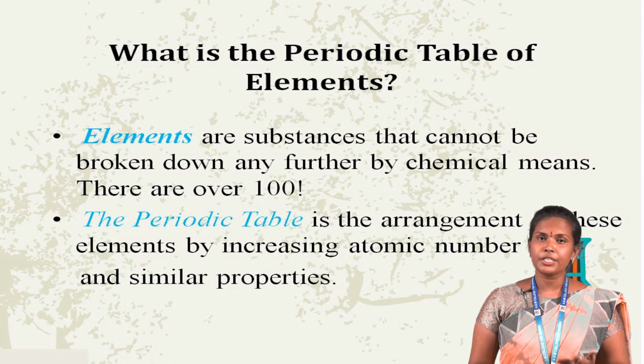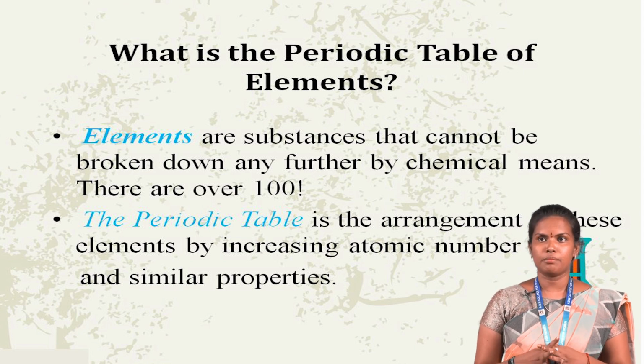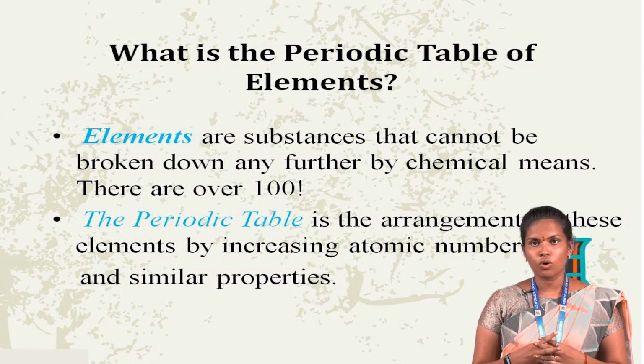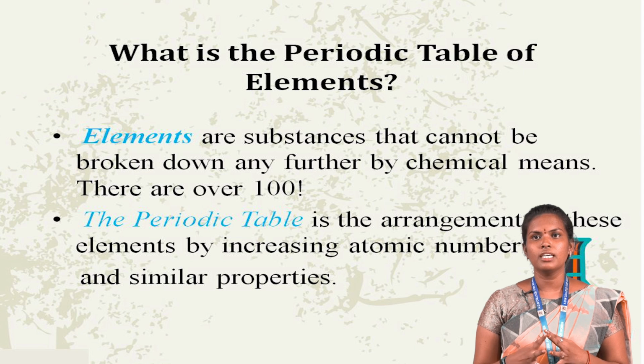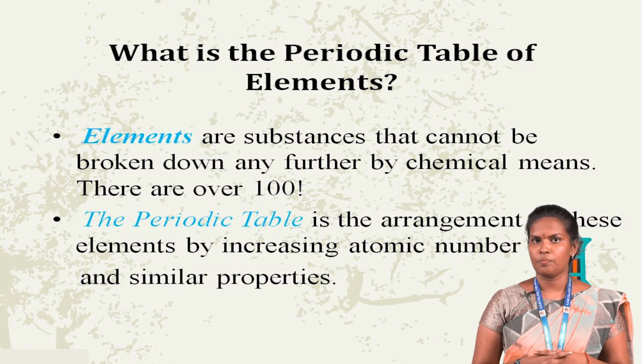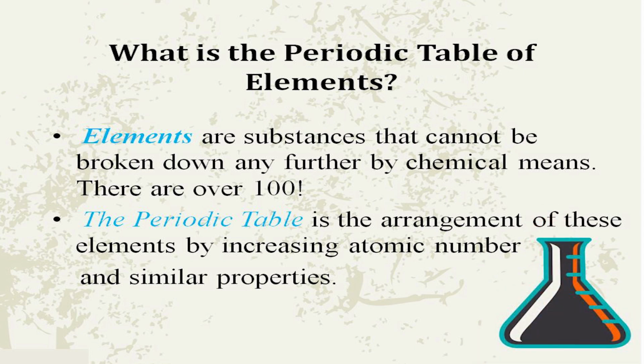What is the periodic table of elements? Elements are substances that cannot be broken down any further by chemical means. They are over 100. The periodic table is the arrangement of these elements by increasing atomic number and similar properties.